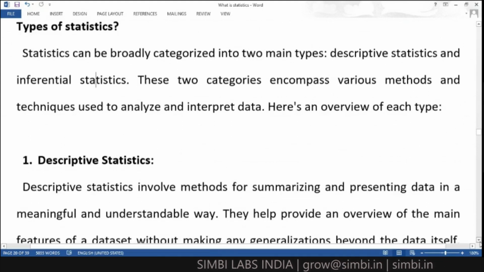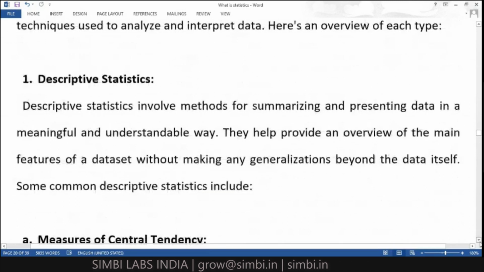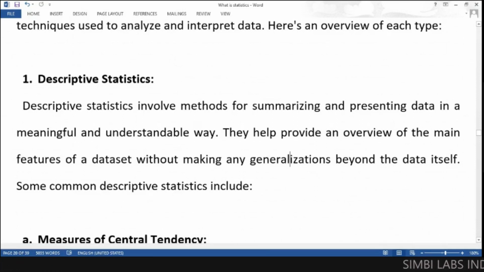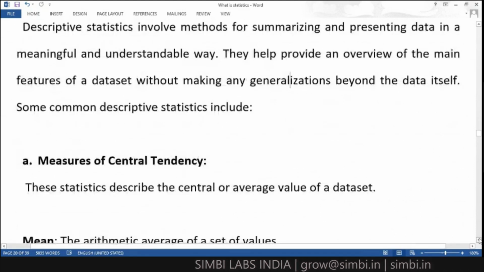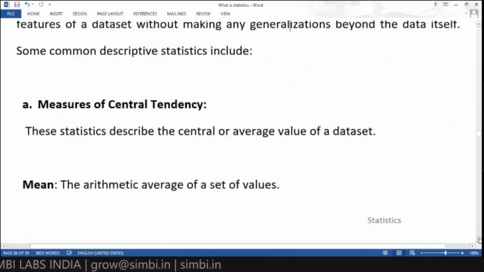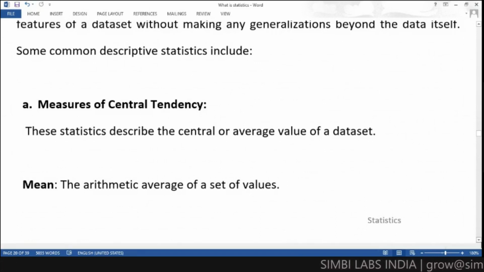Descriptive statistics means we use some methods for summarizing and presenting the data in a meaningful and understandable way. In descriptive statistics we have measures of central tendency. We use these measures by following some average value of data sets: mean, mode and median.